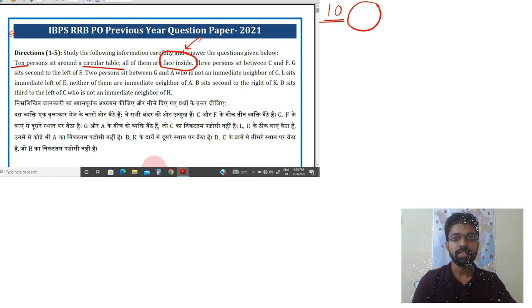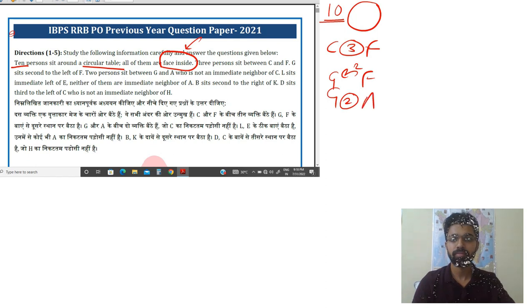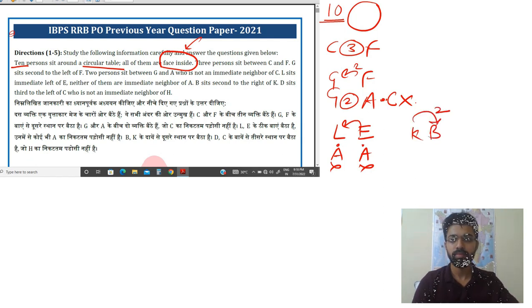There are 3 persons between C and F. G is second to the left of F. 2 persons between G and A. A is not an immediate neighbor of C, means A is not sitting with C. L is to the immediate left of E. Neither of them is an immediate neighbor of A, means neither L nor E is an immediate neighbor of A. B is second to the right of K. D is third to the left of C. C is not an immediate neighbor of H.